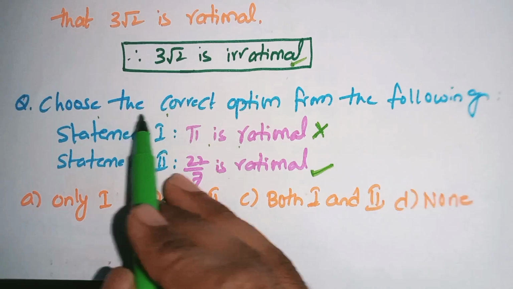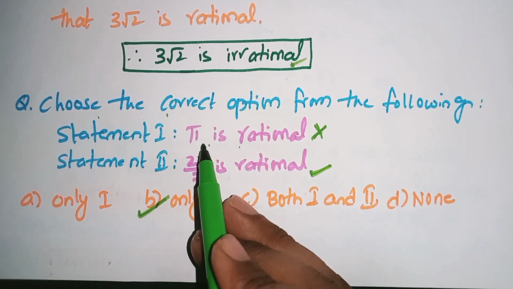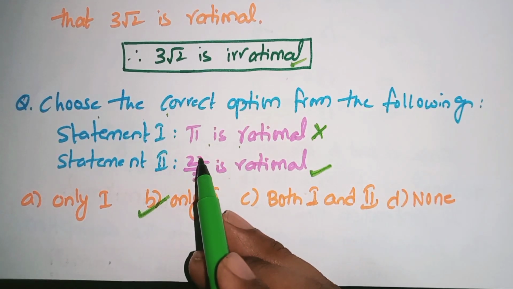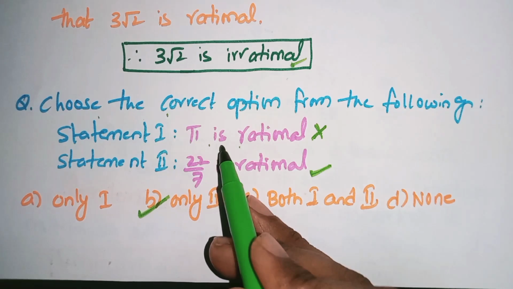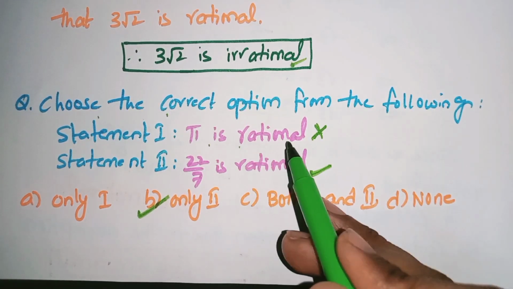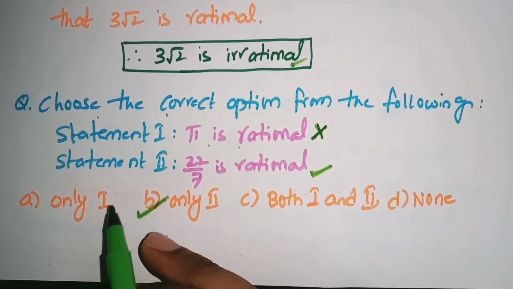Next, choose the correct option from the following. Statement number 1, pi is rational. Statement number 2, 22 by 7 is rational. We know that pi is a non-terminating, non-repeating decimal. That's why it is irrational. Thus, the first statement is clearly false.